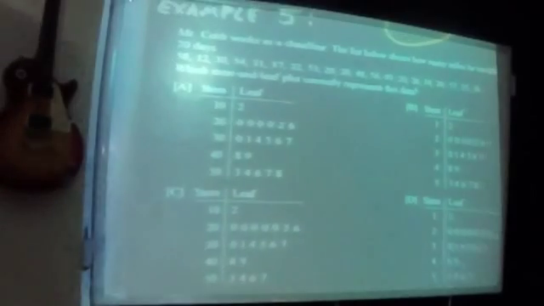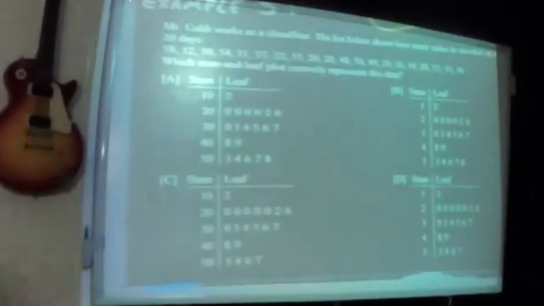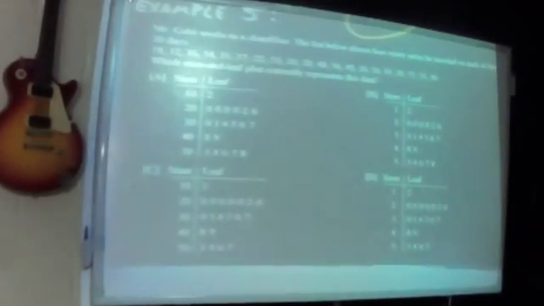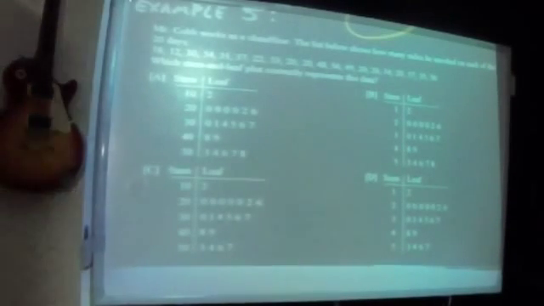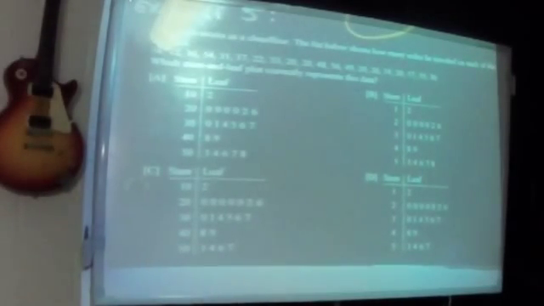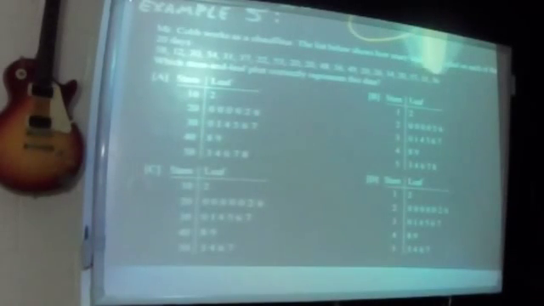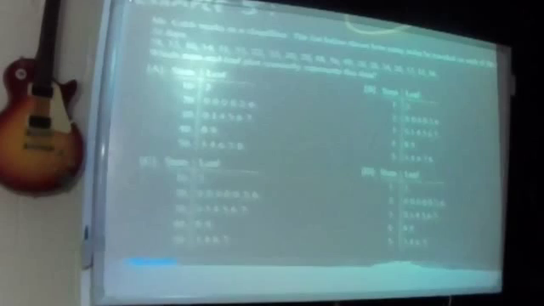All right, one thing about this last one is they're going to give you a bunch of data. It says Mr. Cobb works as a chauffeur. The list below shows how many miles he traveled each day the last 20 days. So these are his miles, 58, 12, 30, and so on over here to 57, 35, 36. What stem and leaf plot correctly represents the data?